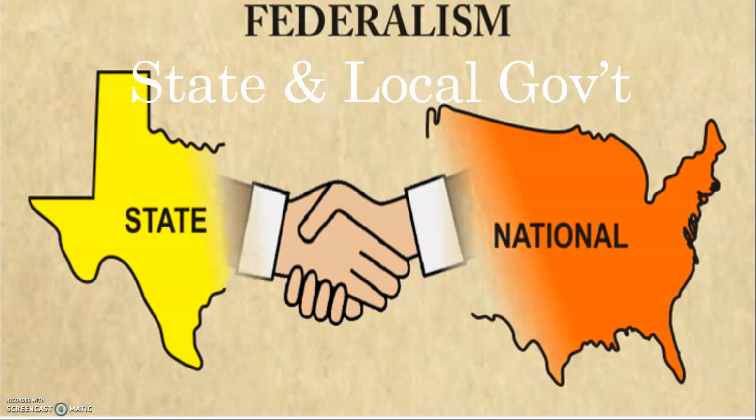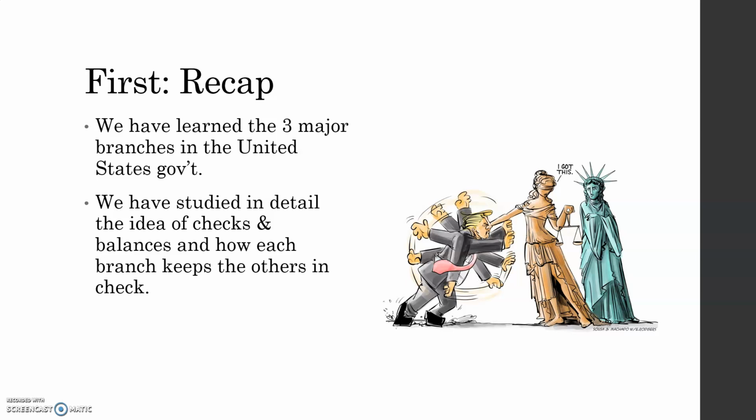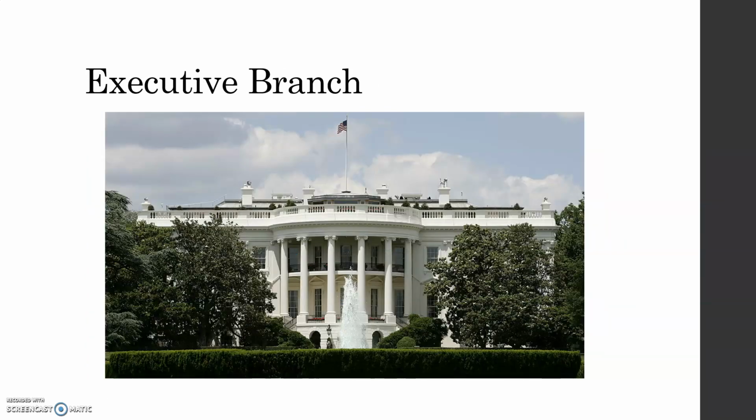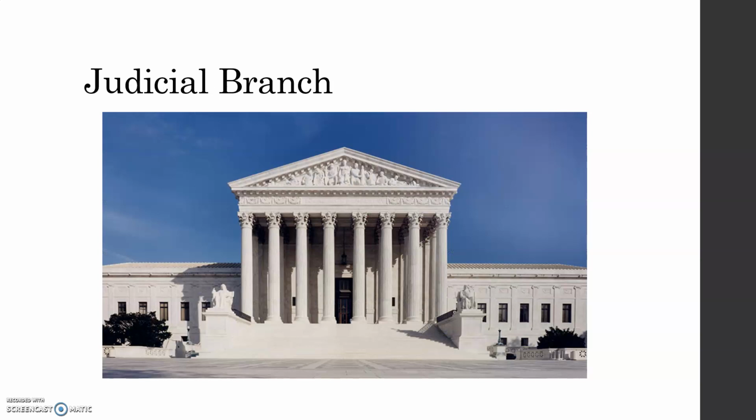Anywho, we're going to get started, guys, on federalism, which is basically just talking about state and local governments. But before we do that, let's have a little bit of a recap. We spent pretty much all of third quarter and the last 3 weeks of second quarter talking about the three major branches in our government. We've studied in detail the concept of checks and balances and how every branch has something that keeps the other one balanced and in check. We now know the names and locations of those branches, like the legislative branch at the Capitol building, the executive branch in the White House, and the Supreme Court with the judicial branch.